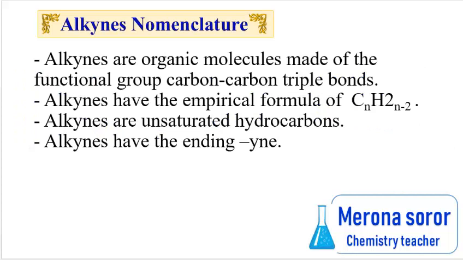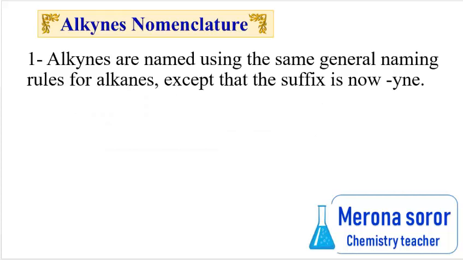Alkynes are organic molecules made of the functional group carbon-carbon triple bond. Alkynes have the empirical formula of CnH2n-2. Alkynes are unsaturated hydrocarbons. Alkynes have the ending -yne. Step number 1. Alkynes are named using the same general naming rules for alkanes, except that the suffix is now -yne.